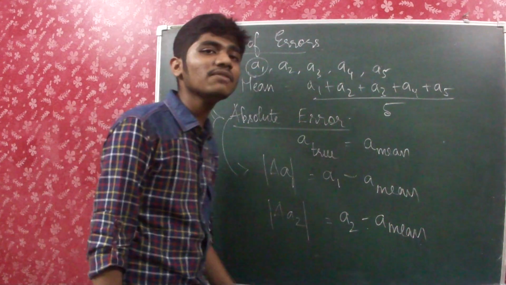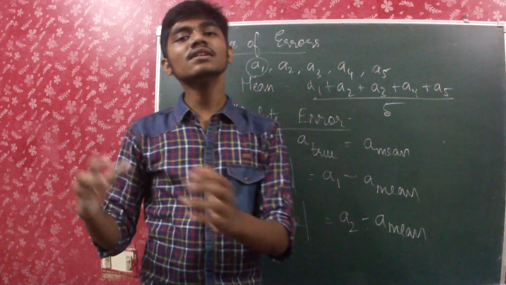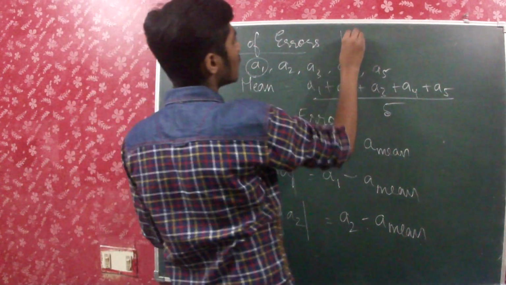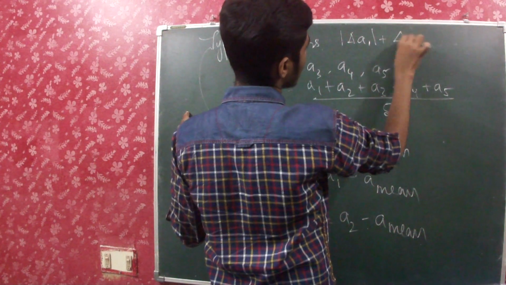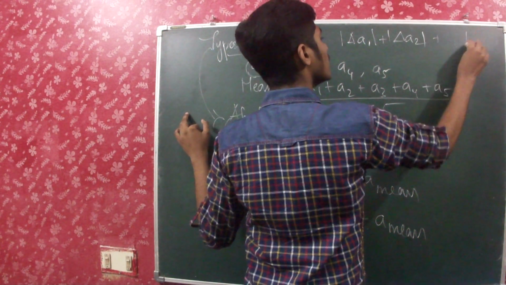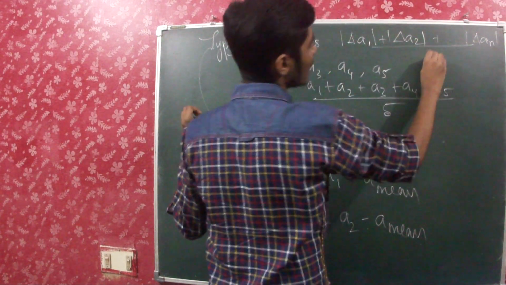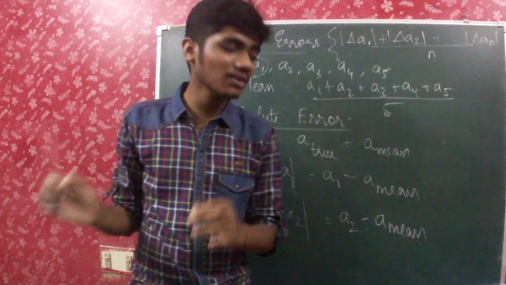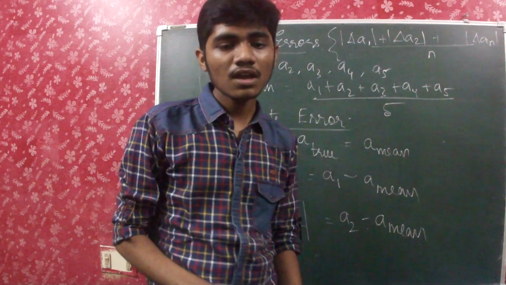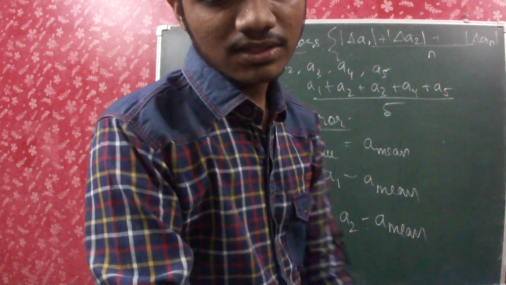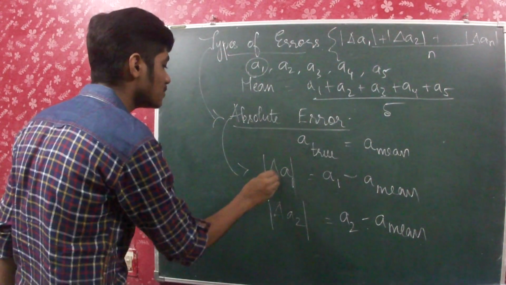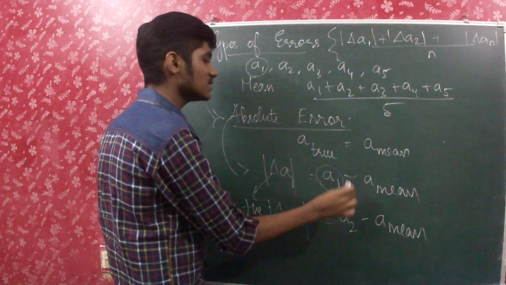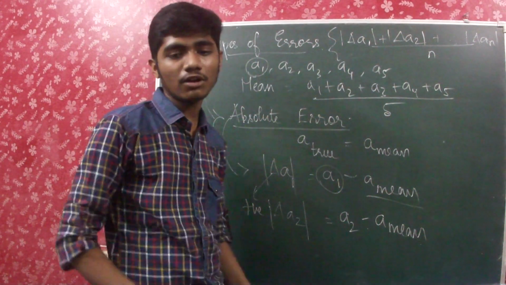The difference between the observed value and the mean value, or the true value, is known as absolute error. And if you add delta A1 modulus plus delta A2 modulus and so on up to delta An modulus, divided by n, that is known as mean absolute error. This is always positive. If you calculate the differences, they may be negative, but with the modulus they will always turn out to be positive.